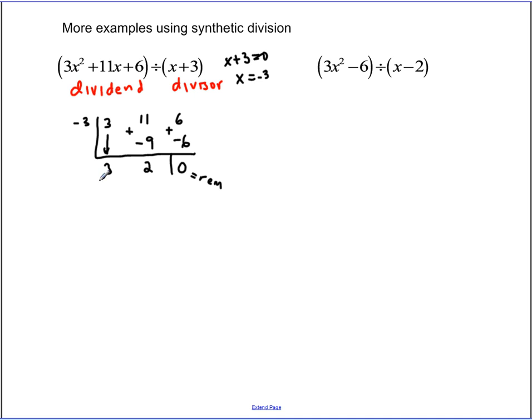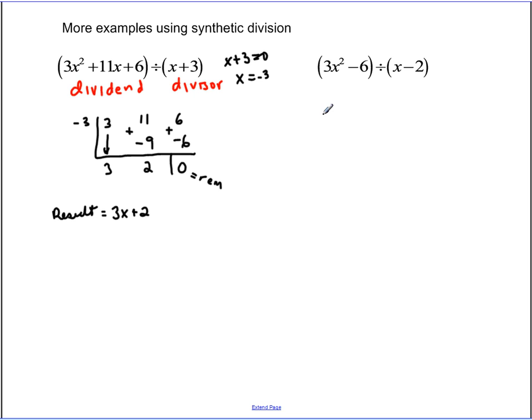And in fact, this is going to represent our result of 3x plus 2, these are the coefficients of our quotient, plus 0 over x plus 3. Right? So we've got a 0 remainder. And so we could say, well, this just divides evenly.